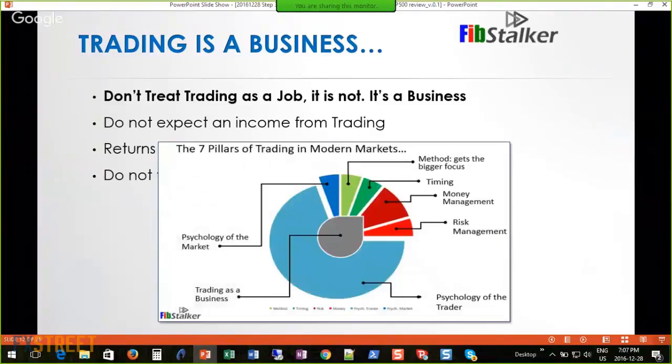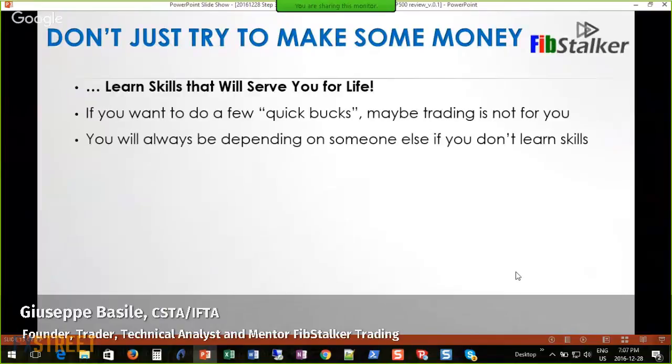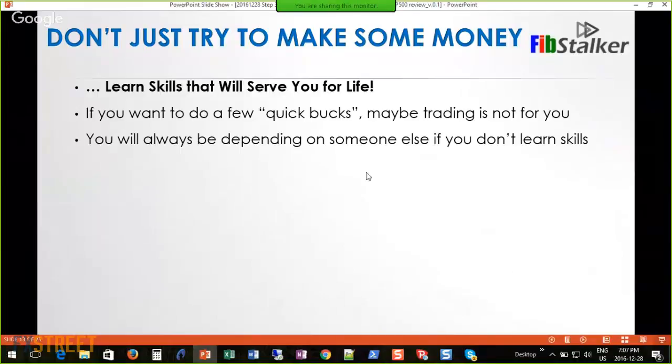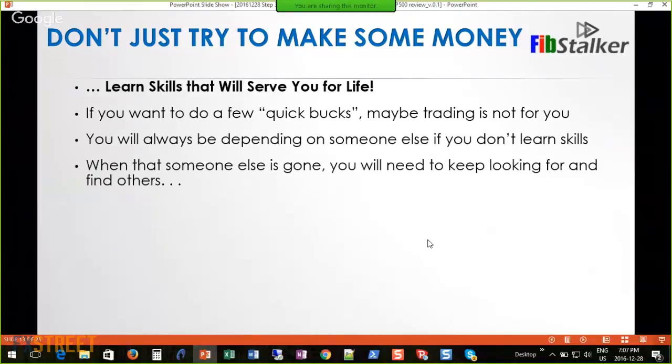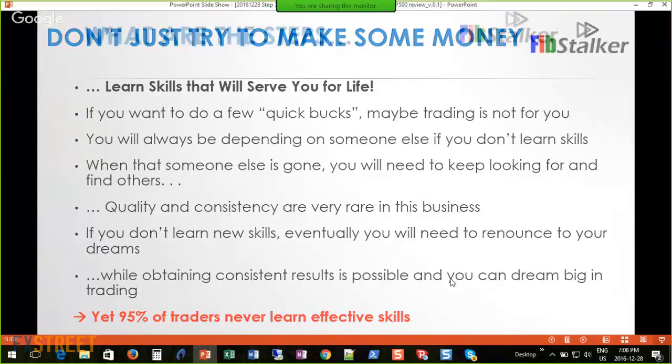Trading is not a job, in fact, it's a business, and trading as a business is also a fundamental part of my 7 pillars for trading in modern markets. My recommendation is to not just try to make some quick bucks, but rather learn skills that will serve you for your life. The reason why 95% of traders lose consistently in the market is because they never learn effective skills.